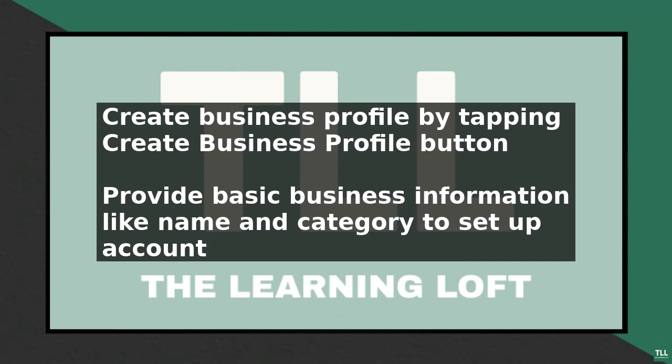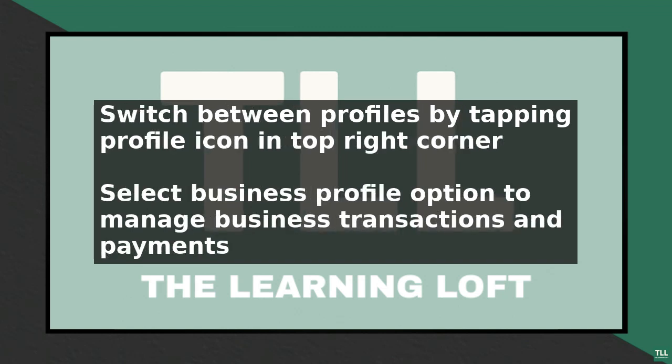Once your business profile is set up, you can switch between your personal and business profiles by tapping the profile icon in the top right corner of the screen. This will bring up a menu with options to switch between your personal and business profiles. To switch to your business profile, simply tap on the business profile option.